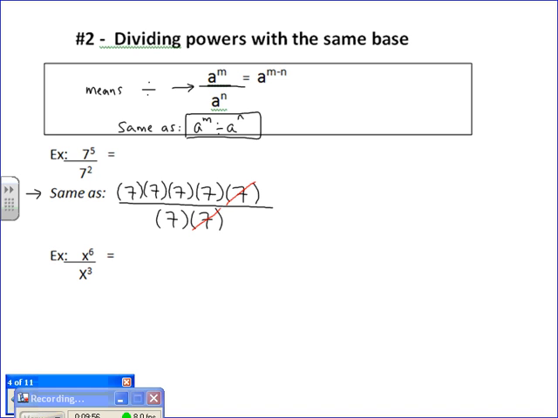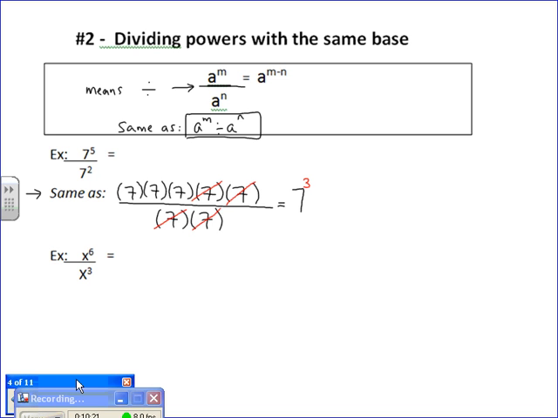Okay, there's 2 7s on the bottom, so I cancel 2 7s on the top. In other words, I get 7 times 7 times 7 over 1. Each one of these, 7 divided by 7, just gives me 1. And so my answer, simplified, if I wrote that as a power again, I would have 7 times 7 times 7, which is 7 cubed.